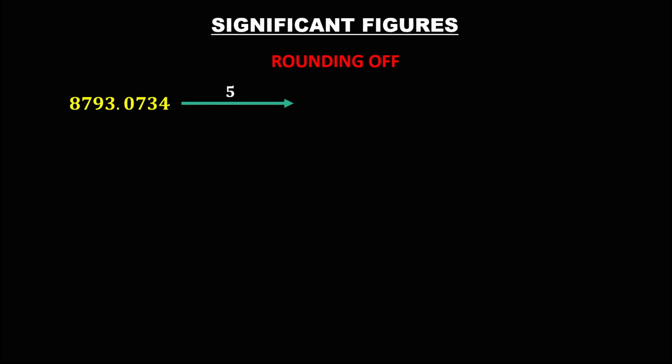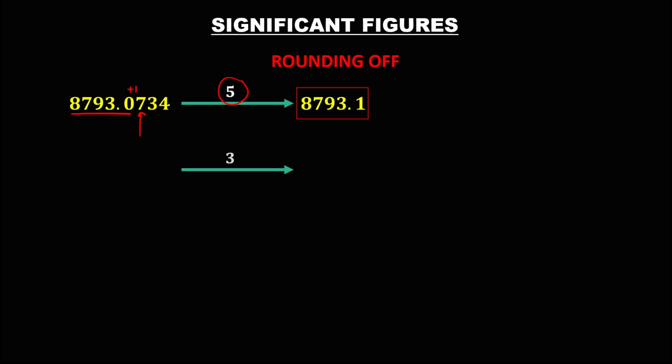Then in rounding off significant figures for this given, if we want to round this number to 5 significant figures, these are the 5 significant figures. And observe the next number is 7, which is greater than 5, therefore plus 1. So this becomes 8793.1. So we have 1, 2, 3, 4, 5 significant figures.